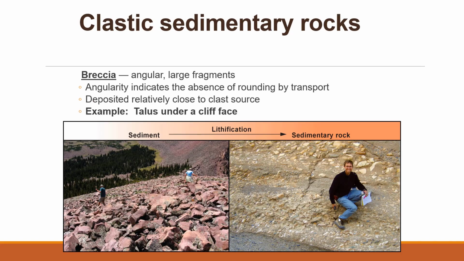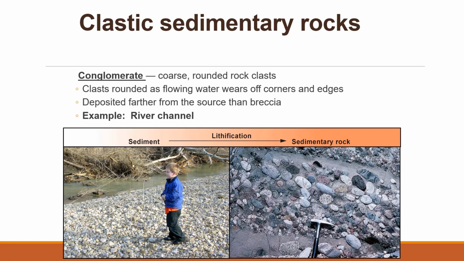So there are different types of clastic sedimentary rocks. Here we have an example of breccia. Breccia are large angular fragments that are cemented together. It means that it was fairly close to its source material. It didn't get transported very far. An example would be talus under a cliff face. So this is what the individual sediment would look like before it's lithified, and this is what it looks like as a rock: big chunks that are not well sorted that are cemented together.